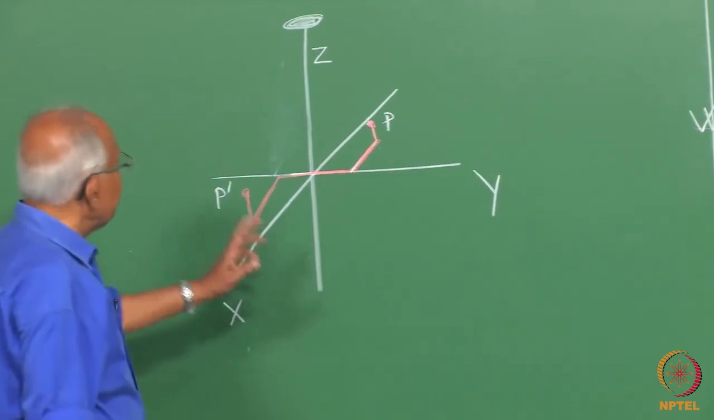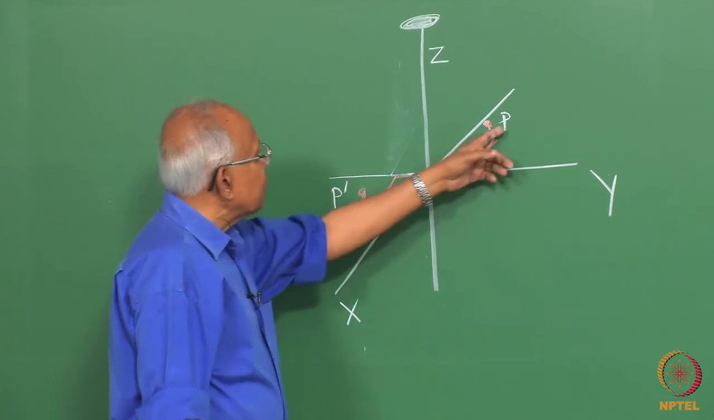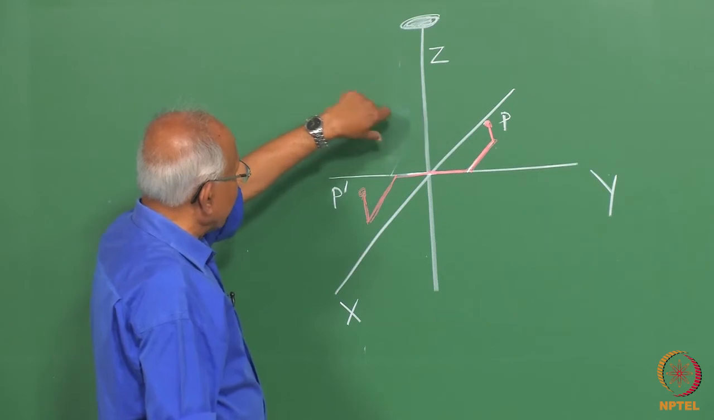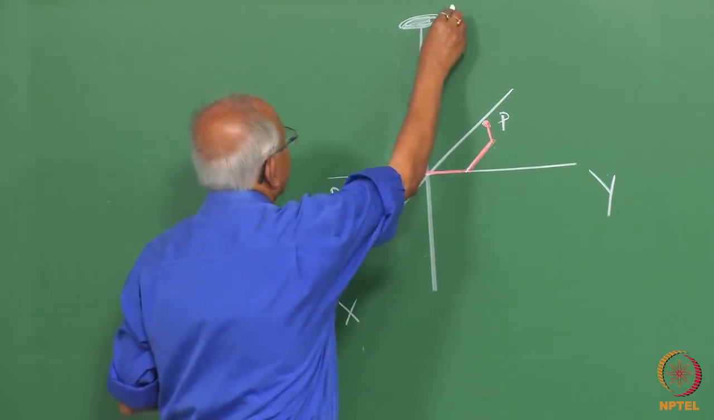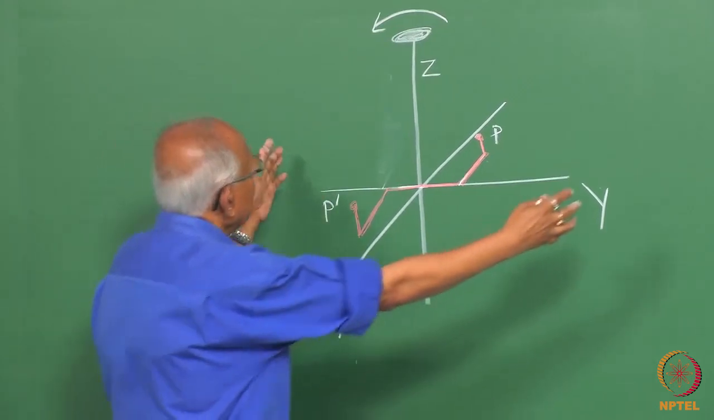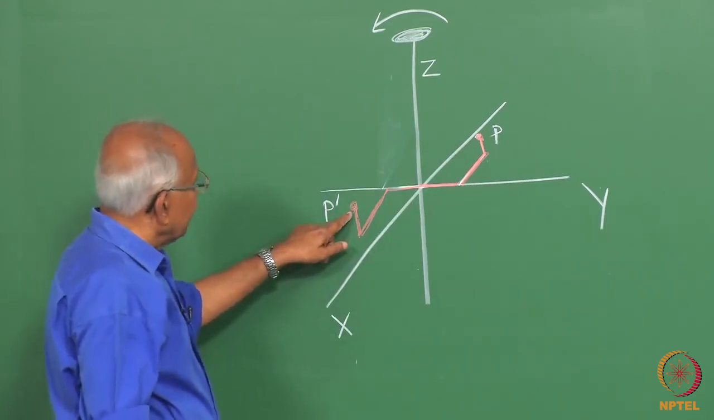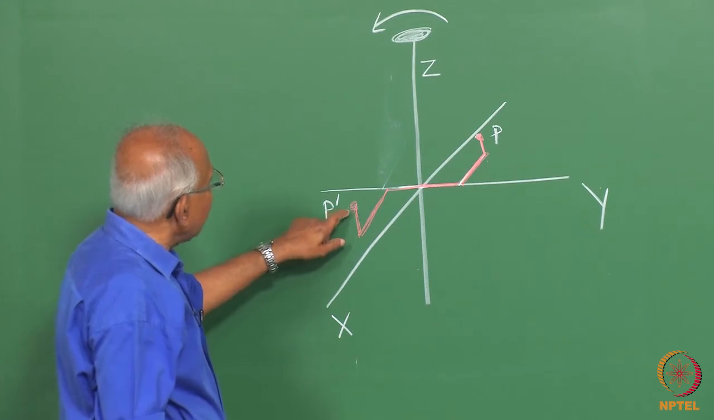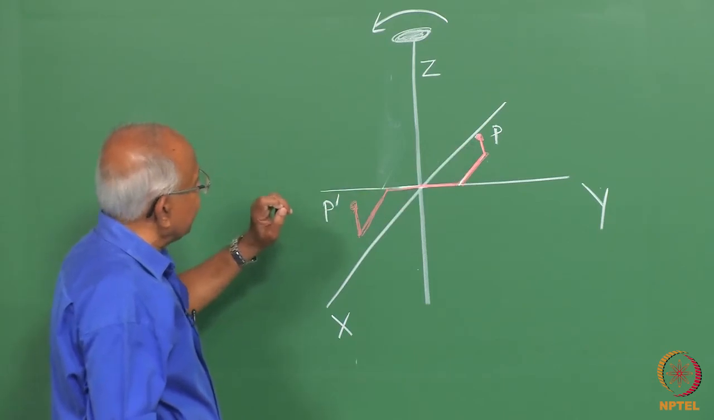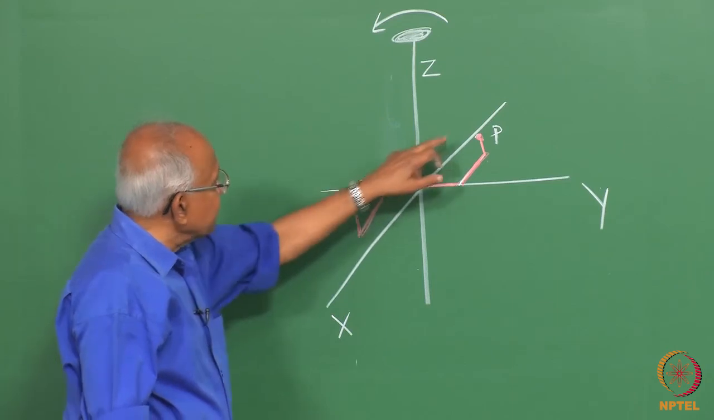If we have a twofold rotor along the z direction, and then if we have a point P over here, then due to the rotation, suppose the rotor rotates in an anti-clockwise direction, it will rotate and come to this point at 180 degrees. So, as you can see, the z coordinate doesn't change. That means they are at the same level.